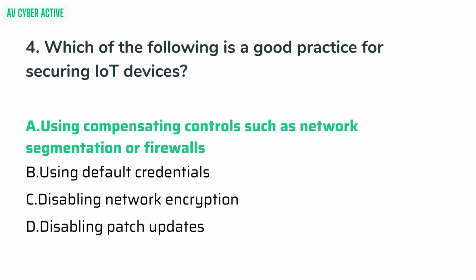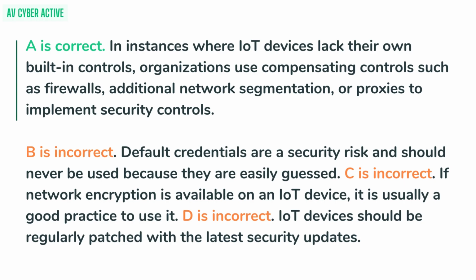In instances where IoT devices lack their own built-in controls, organizations use compensating controls such as firewalls, additional network segmentation, or proxies to implement security controls. B is incorrect. Default credentials are a security risk and should never be used because they are easily guessed. C is incorrect. If network encryption is available on an IoT device, it is usually a good practice to use it. D is incorrect. IoT devices should be regularly patched with the latest security updates.